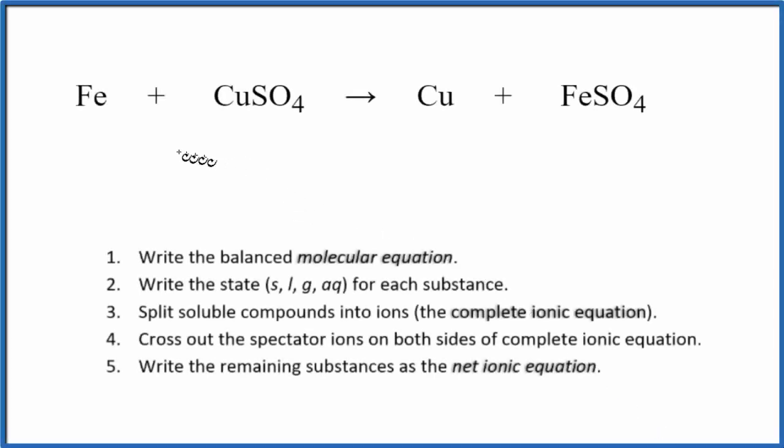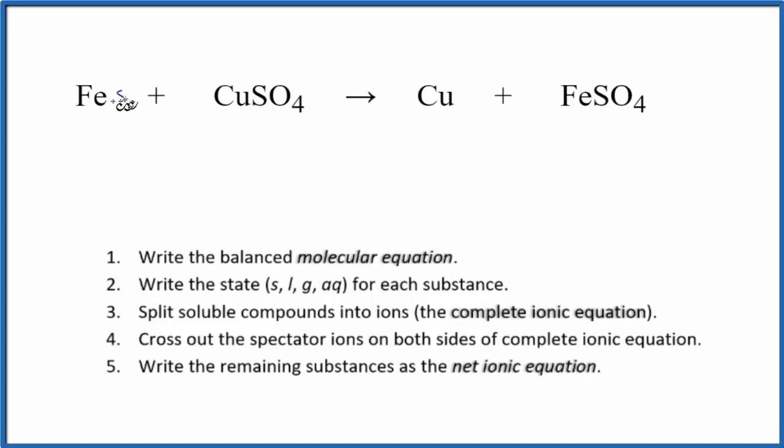To write the net ionic equation for Fe plus CuSO4, that's iron plus copper(II) sulfate, we'll use these rules here. The first thing we need to do is write the balanced molecular equation. This is the molecular equation, and this is actually already balanced, so we don't have to do anything in step one. Kind of nice.